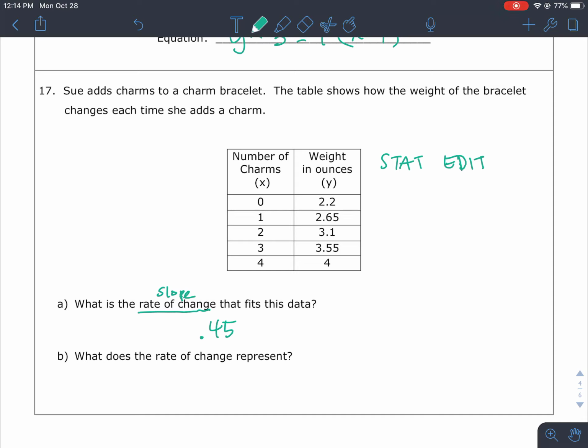And what does the rate of change represent? Remember, we're going to say y per x. So my y talks about weight in ounces. So I'm going to say it's ounces per charm. Y per x, ounces per charm, and I read that straight from the chart.